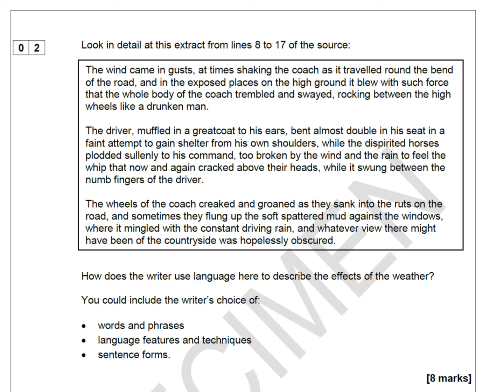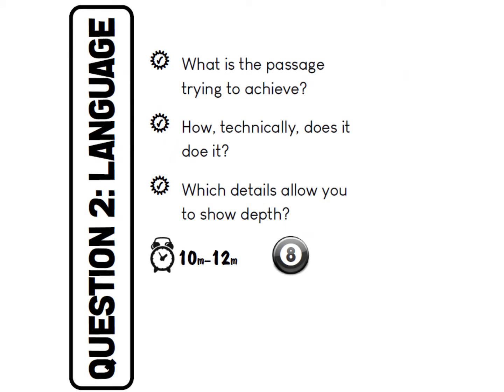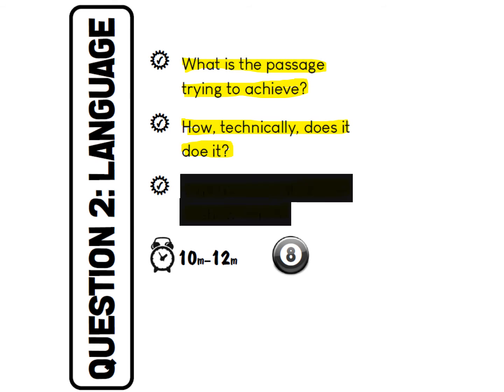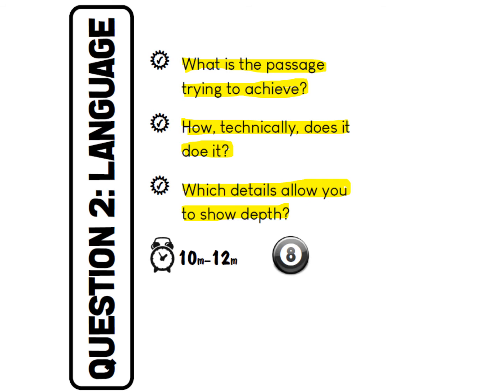Question number 2 is the language question. So they'll give you a passage and they'll ask you the same thing at the bottom in terms of looking at words and phrases, language features and sentence forms. So the first question to ask is, what's the point of the passage? What's it trying to achieve? Is it trying to scare you, create tension, make you sympathetic to a character? And maybe a quick sentence on that to start you. And then when you've done that, how technically does it do that? And what details allow you to show depth? So which quotations are worth picking out because they actually allow you to show your intelligence.